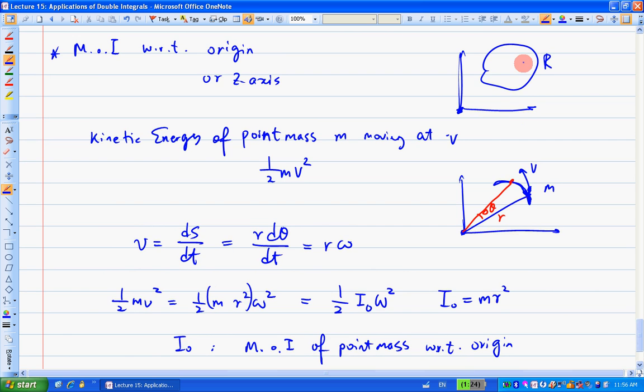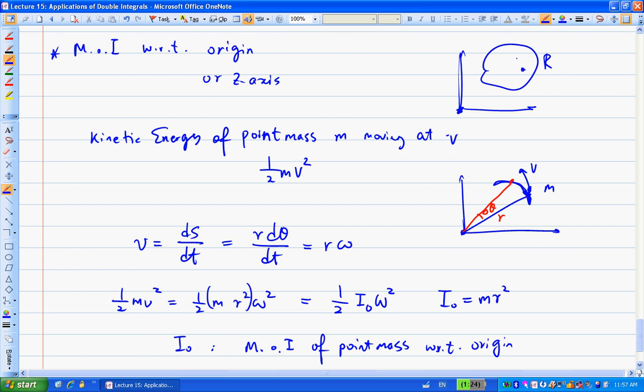So here is a point mass with respect to this origin. Then when I go back over here, how many point masses do I have here? They're infinite, right? I have here, here, here, here, right here. So if I wanted to calculate the moment of inertia of this R with respect to the origin, what do I do? I basically add all the moments of inertia of each one of the point masses.